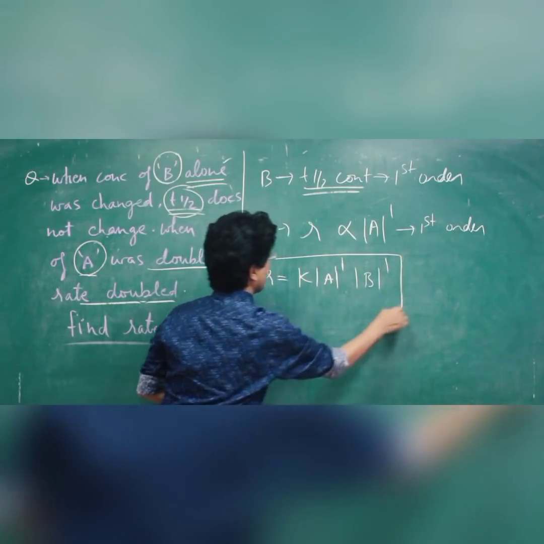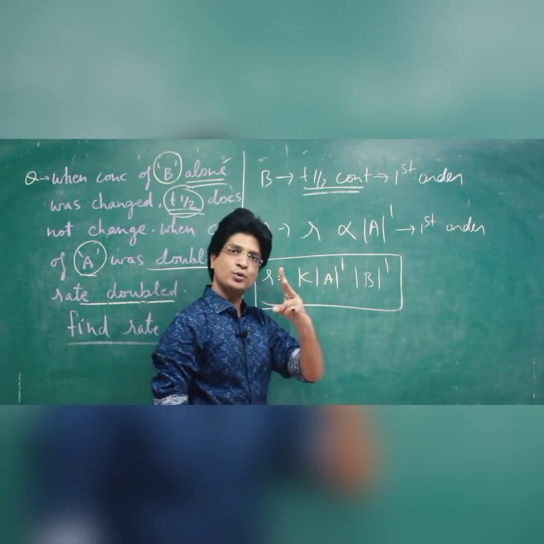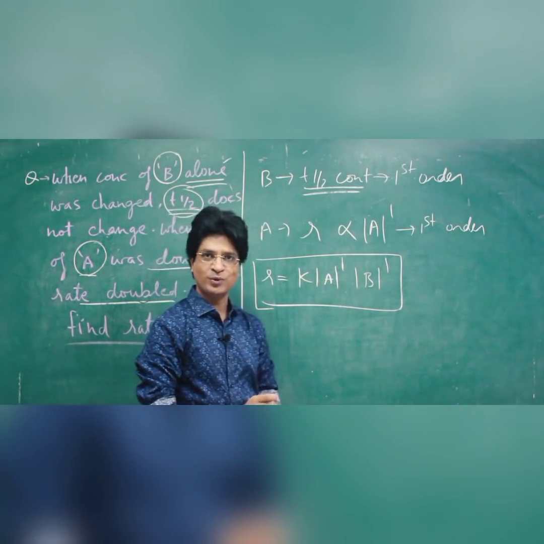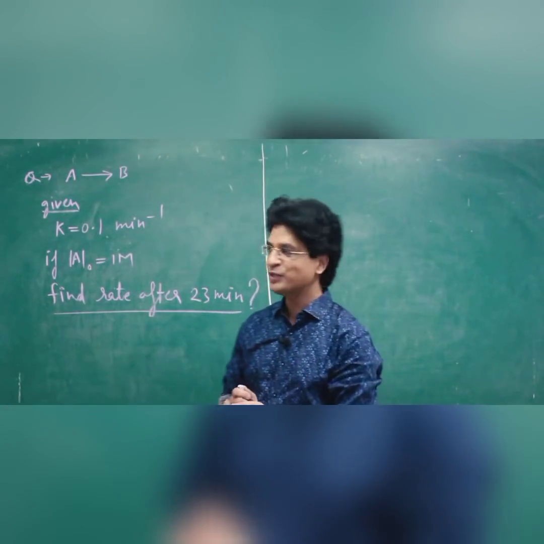So this is the final rate law. Now what will be the order of reaction? Overall order 1 plus 1, 2. So overall order is 2. Okay. A simple question, I believe. So let's come to the next question.